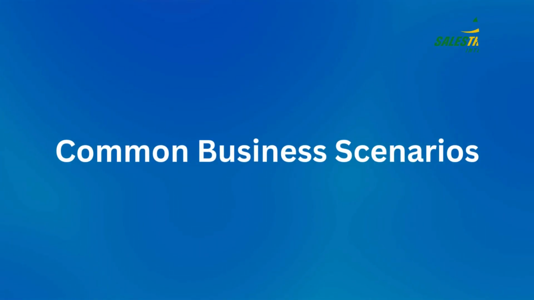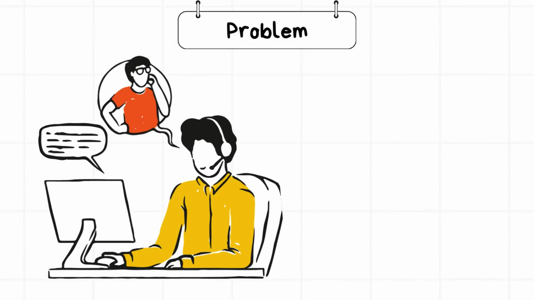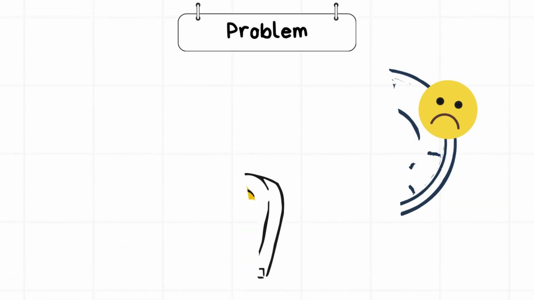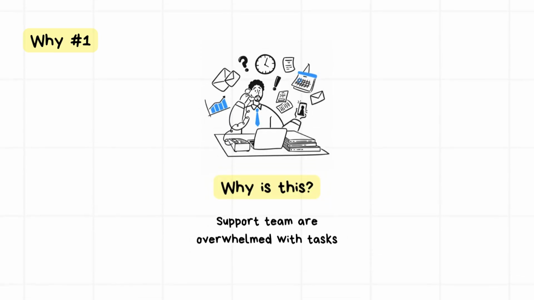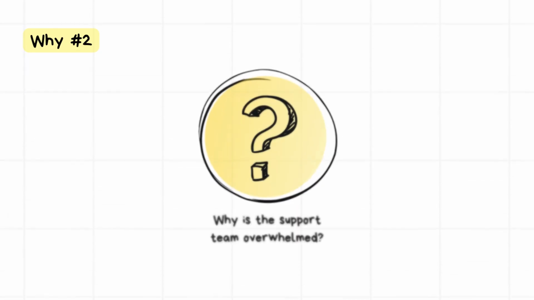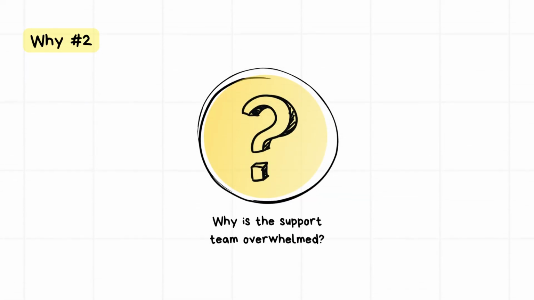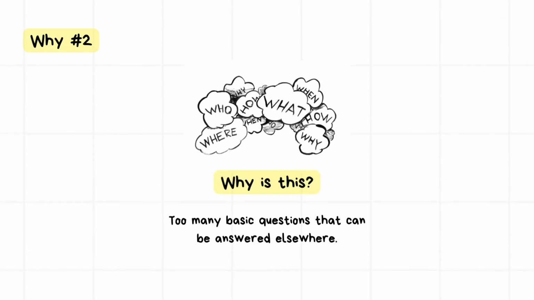Let's see this in action with a common business scenario. Here's the problem. Our customer service response times are too slow. Why number 1? Why are the response times too slow? Because our support team is overwhelmed with tasks. Why number 2? Why is the support team overwhelmed with tasks? Because we're getting too many basic questions that could be answered elsewhere.